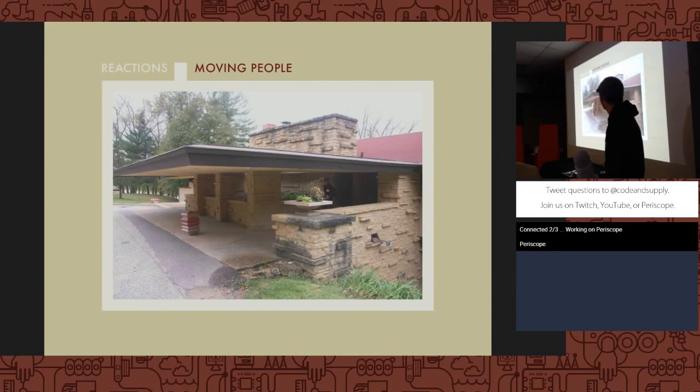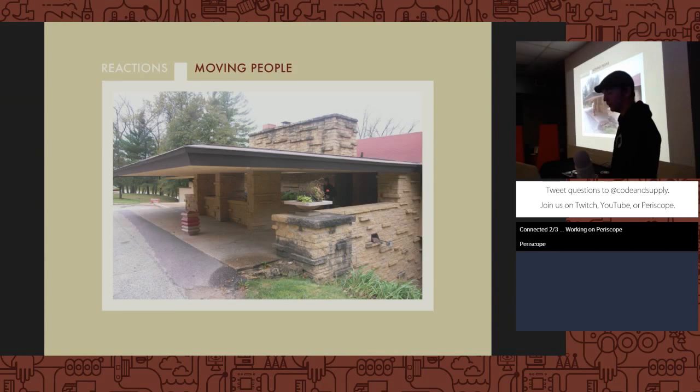So if you go to Taliesin at Spring Green, they have a restaurant there that Frank Lloyd Wright designed, and this is the restaurant. This roof, if you can see, there's a man standing under here. This roof is smaller than your average ceiling. I was with someone that actually had to duck to go in.